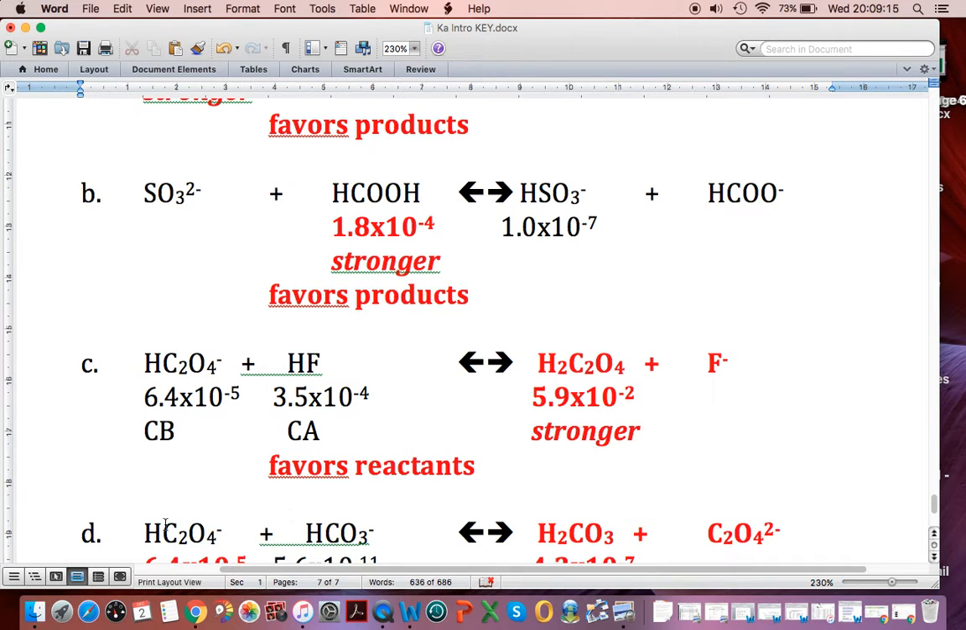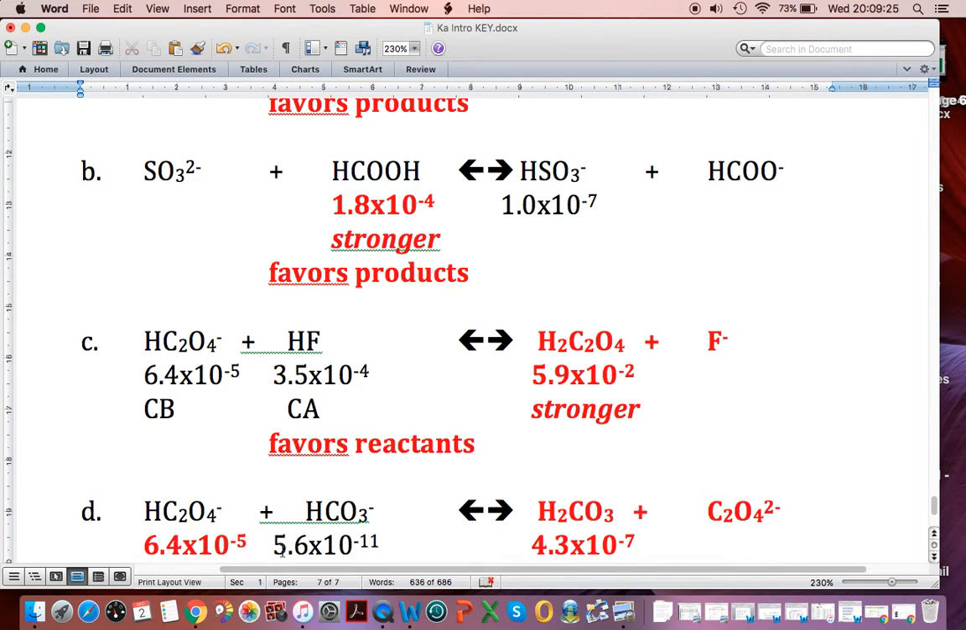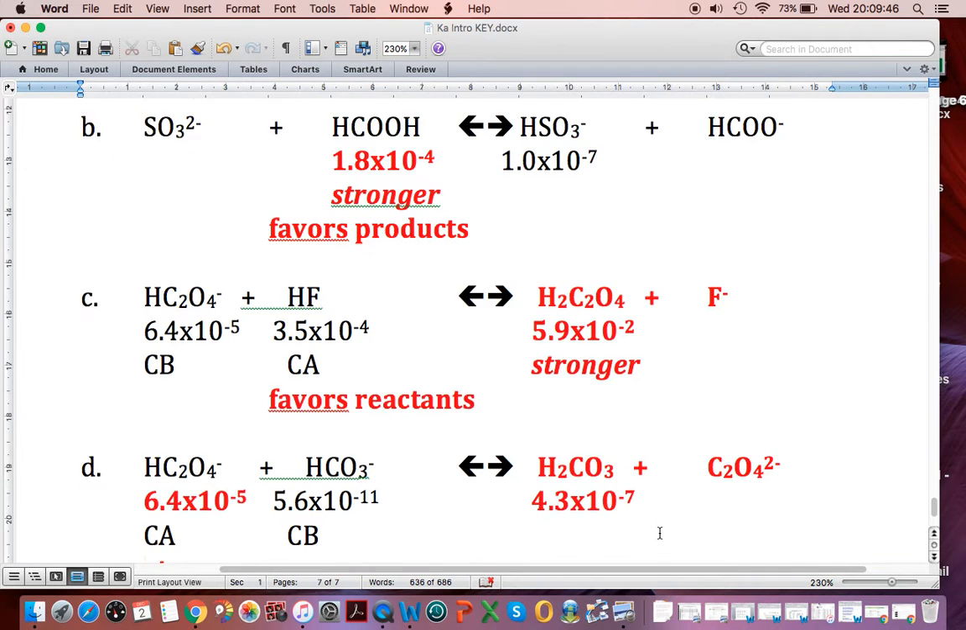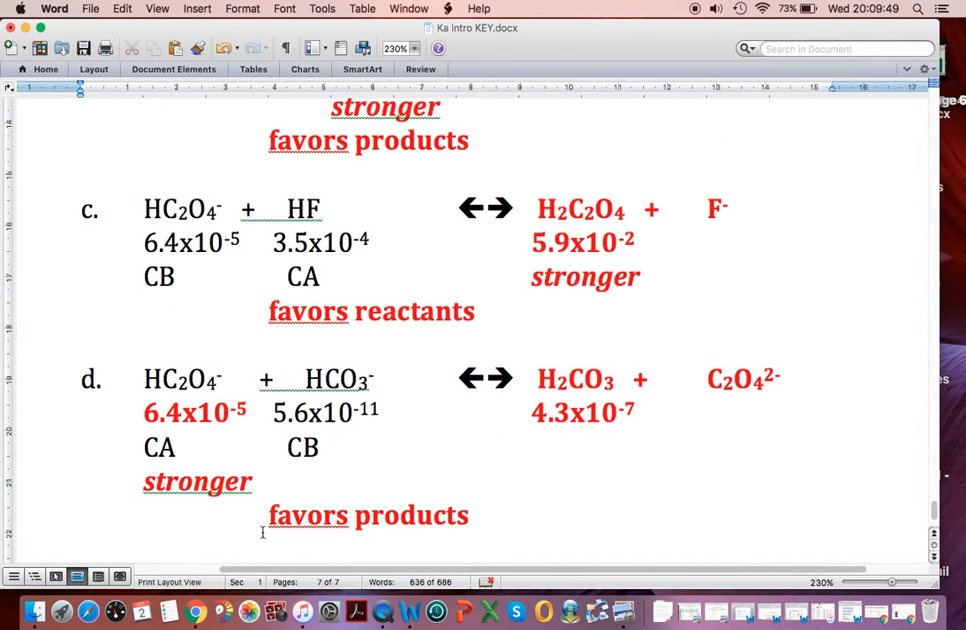Same idea. These ones are both amphiprotic. They both can accept a proton or donate a proton. But I'm going to look at them as acids. So I get a Ka here and a Ka here. Clearly 10 to the minus 5 is bigger than 10 to the minus 11. So this will donate the proton, and that's why I end up with the oxalate ion. This accepts the proton, that's why I end up with oxalic acid. Now, when I get these numbers, I see it's 6.4 times 10 to the minus 5, 4.3 times 10 to the minus 7. This one is stronger, so it favors the products again.